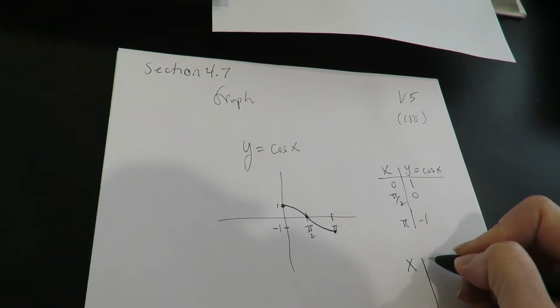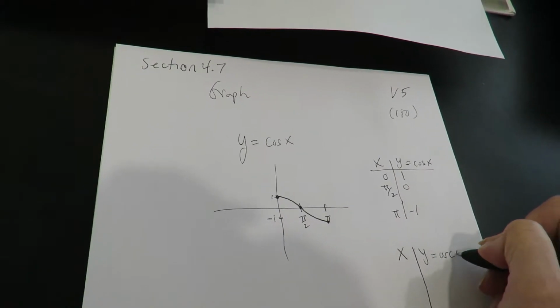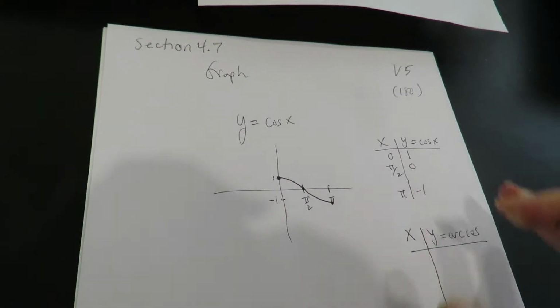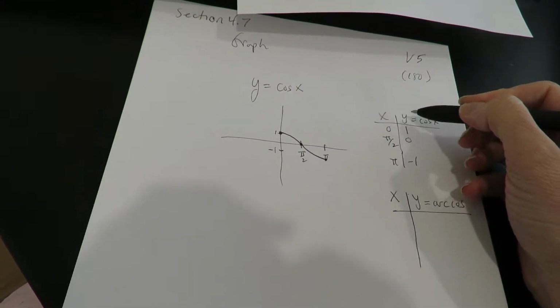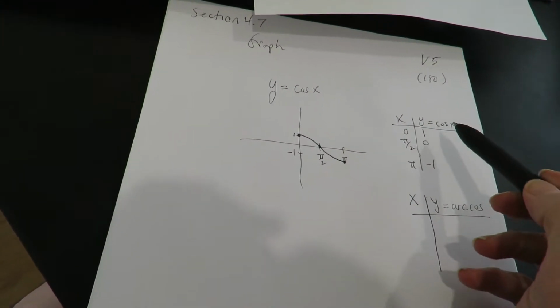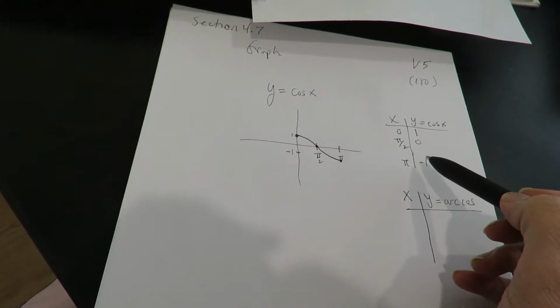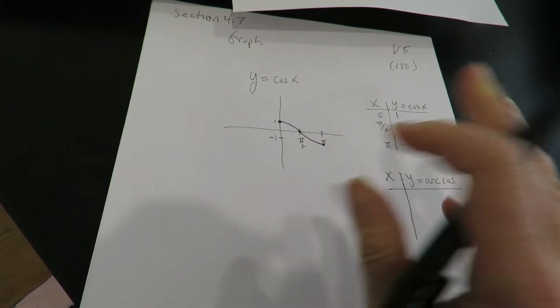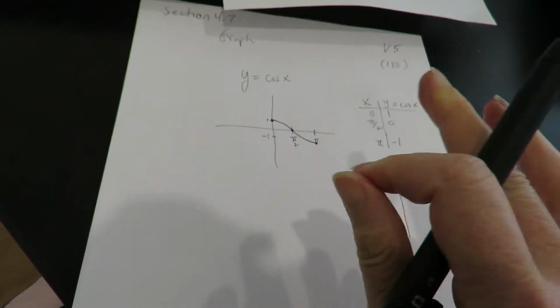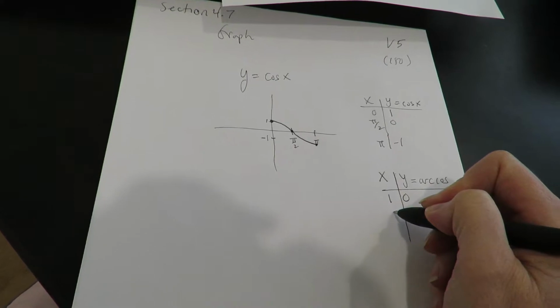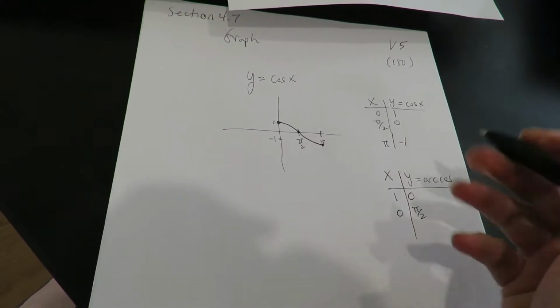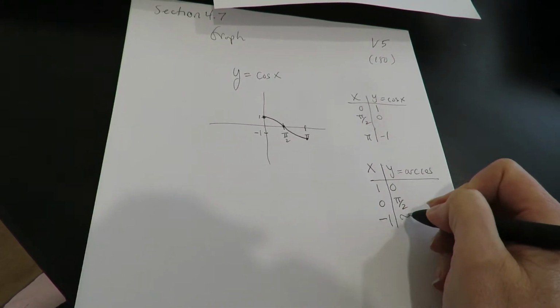So when you take this to do the arc cosine, I'll go back to what I'm saying. I jumped the gun. When you make the table for the arc cosine, you want to swap the x and y values, right? Because for the inverse, the domain and the range are swapped. So this point becomes 1, 0. This point becomes 0, pi over 2. This point becomes negative 1, pi.